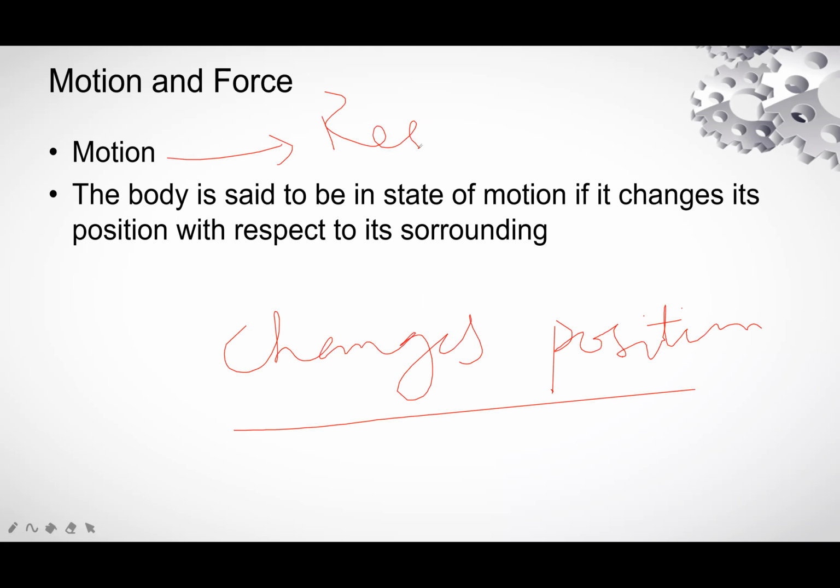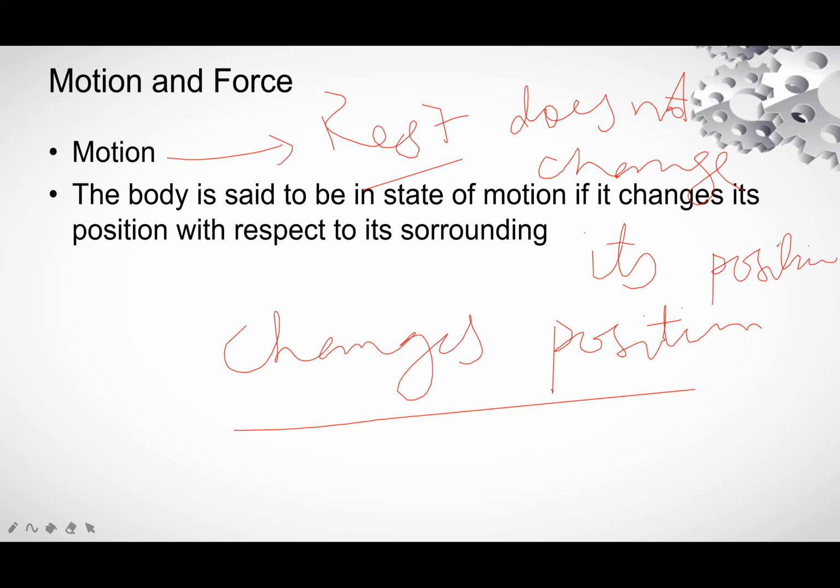With this we also study rest. Rest means the body does not change its position. These are called states. Motion is a state. Rest is a state. State is a situation. A situation in which a body is likely to be found is called a state. So, state of rest and state of motion.